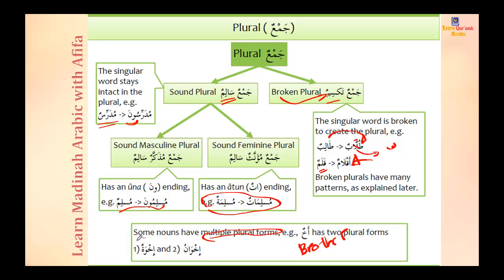So I know we studied in a previous lesson that ta marbuta is usually a sign of feminine gender. But in this case, this is one of the exceptions we also talked about in the last lesson. Even though it has a ta marbuta at the end, this is a masculine word. Why? Because the meaning is masculine.